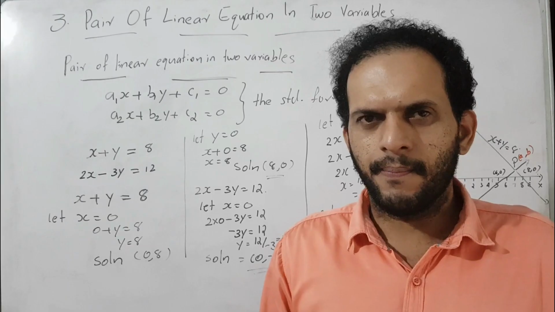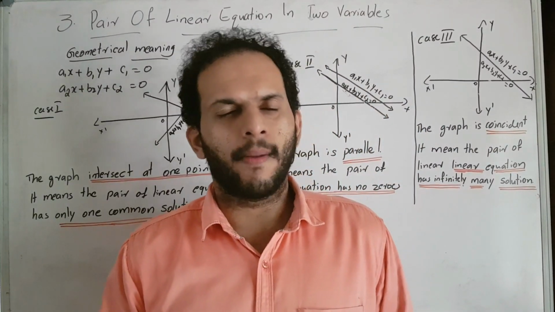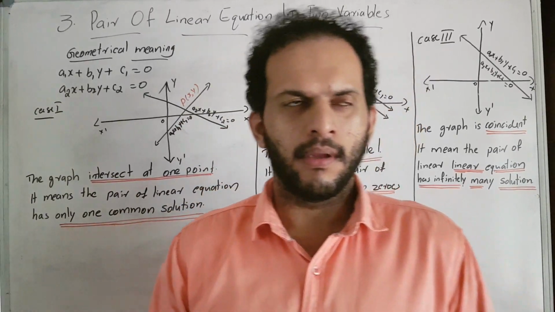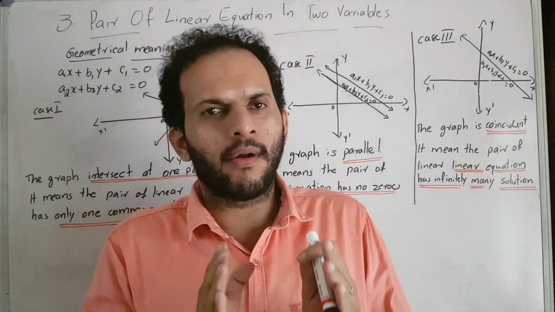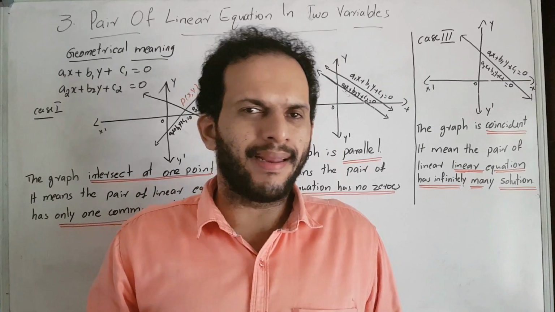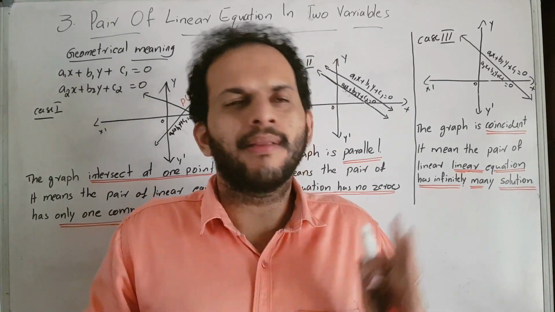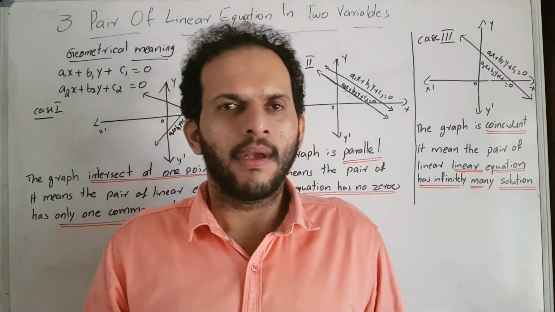I think you got this idea. Now we know how to represent a pair of linear equations in the form of a graph, correct? Then if you draw the graph of a pair of linear equations, there exist three cases. The graph may be in any of these three cases, okay?